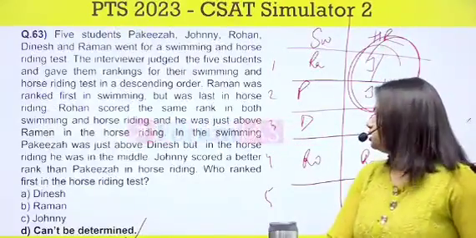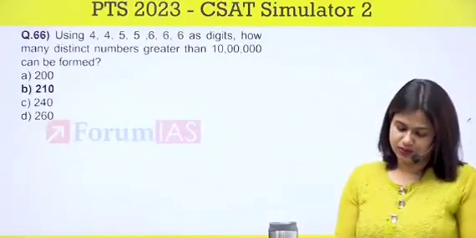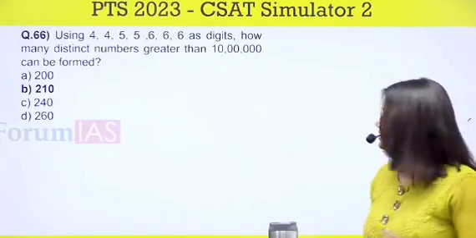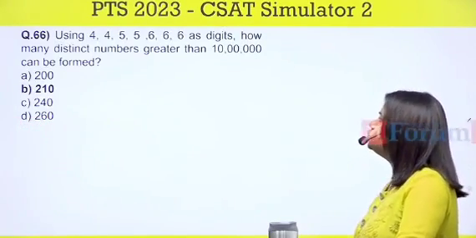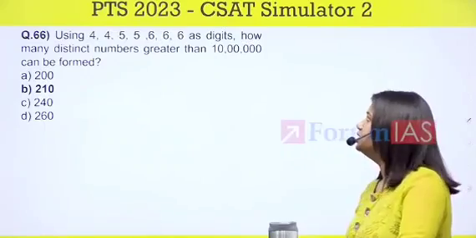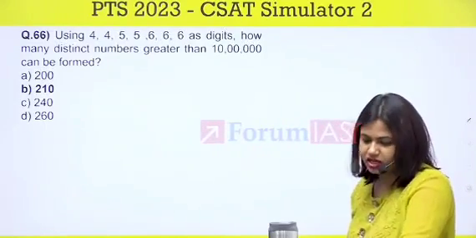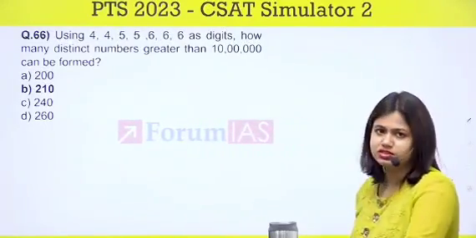Question 63. The correct answer was D, cannot be determined. Now, question 66. Using the numbers 4455 and 666 as digits, how many distinct numbers greater than 10 lakh can be formed? That means we are looking for 7-digit numbers.